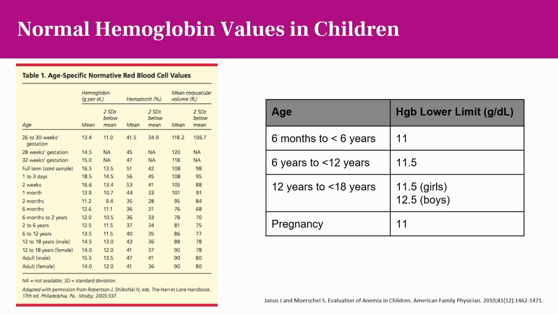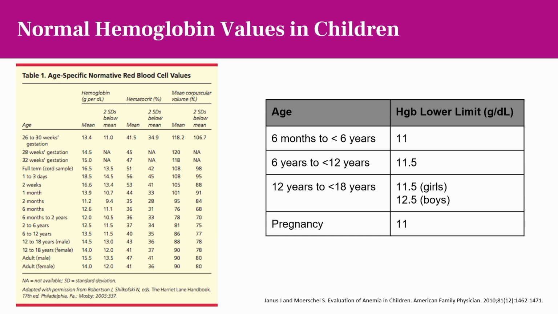So there are many different reference tables that exist out there that will show you the hemoglobin, the mean and the 2 standard deviations below the mean for hemoglobin, hematocrit, and MCV based on age. This one comes from the Harriet Lane Handbook, and it's important to remember that the reference ranges in the community may differ slightly from some of these tables, especially in the younger ages. On the right here is just my sort of cheat sheet for lower limit of hemoglobin based on age. Of course, a lot less precise than these tables, but just easier to remember and gives you a general reference for what may be a normal or abnormal hemoglobin based on age.